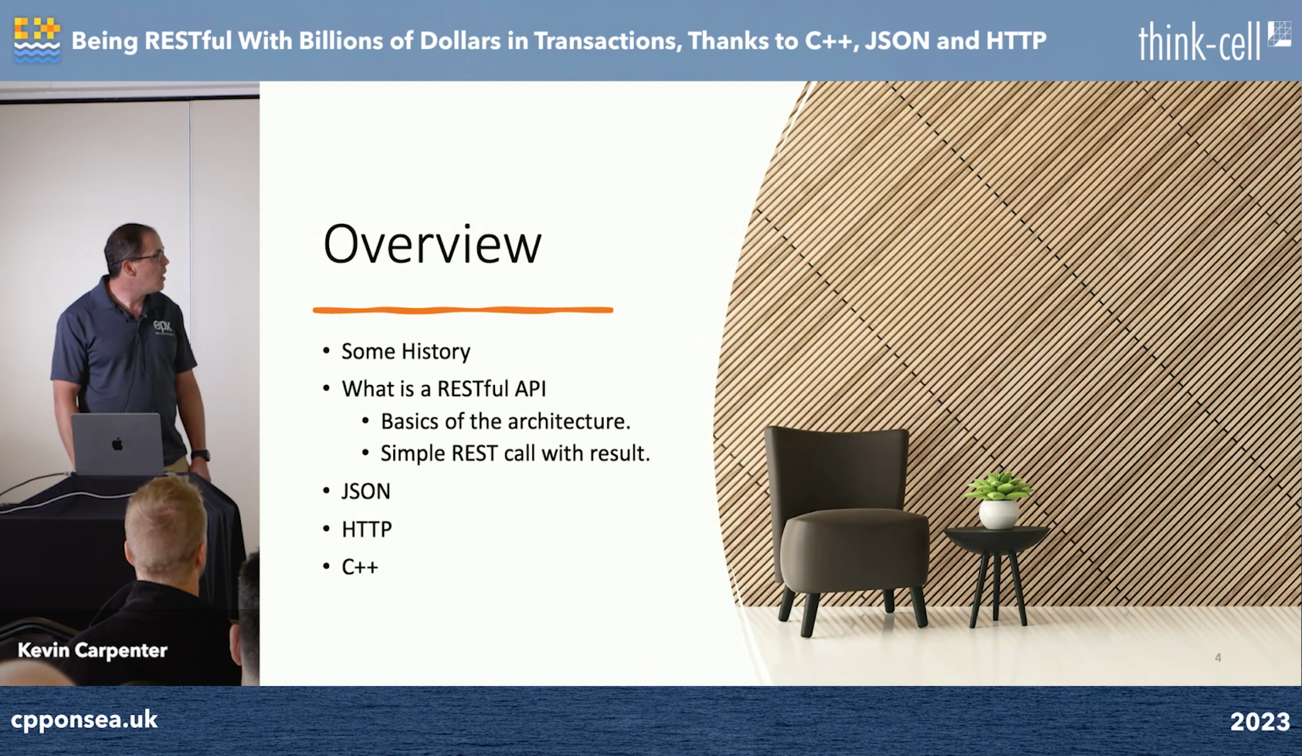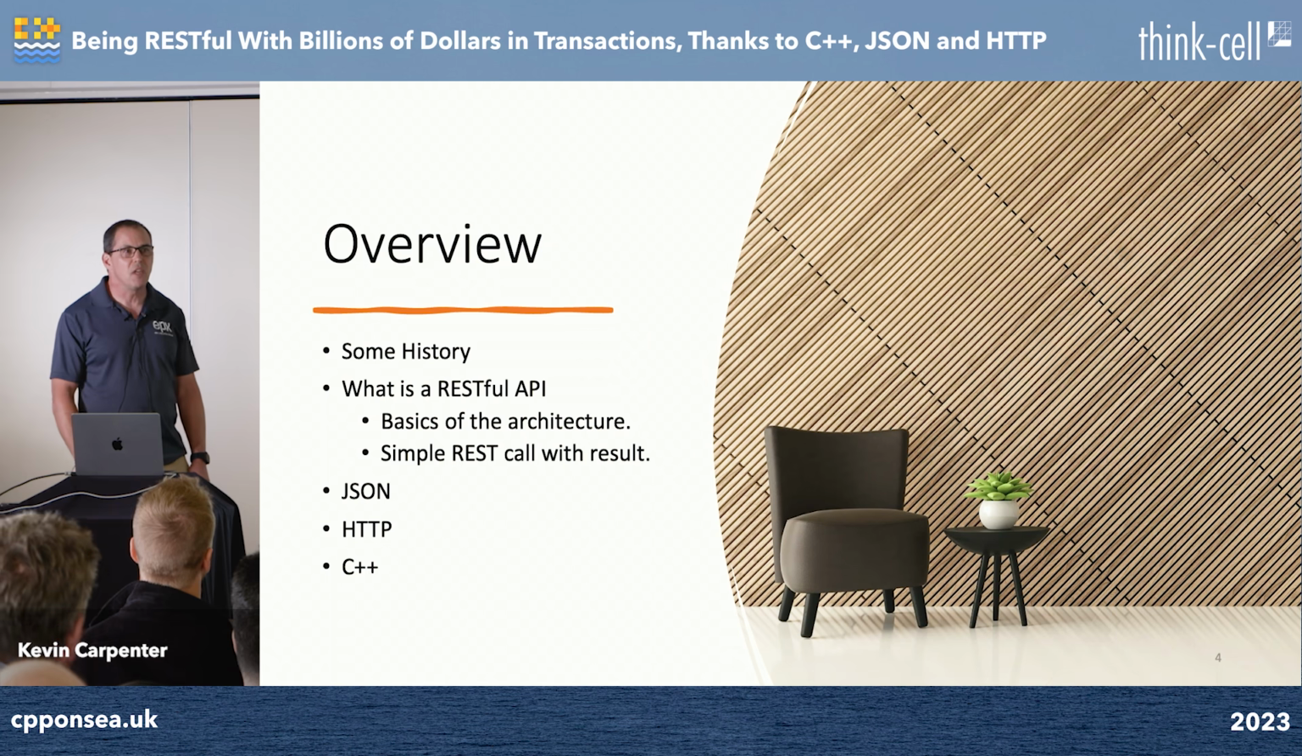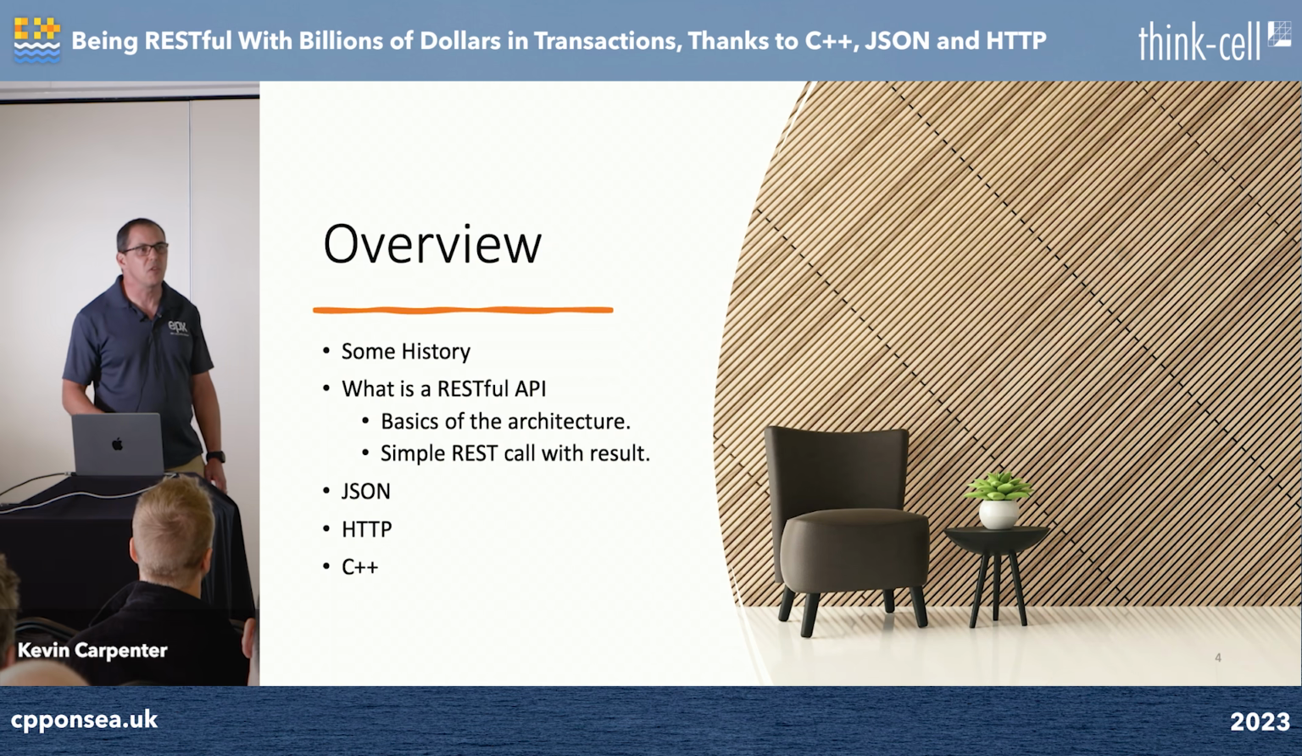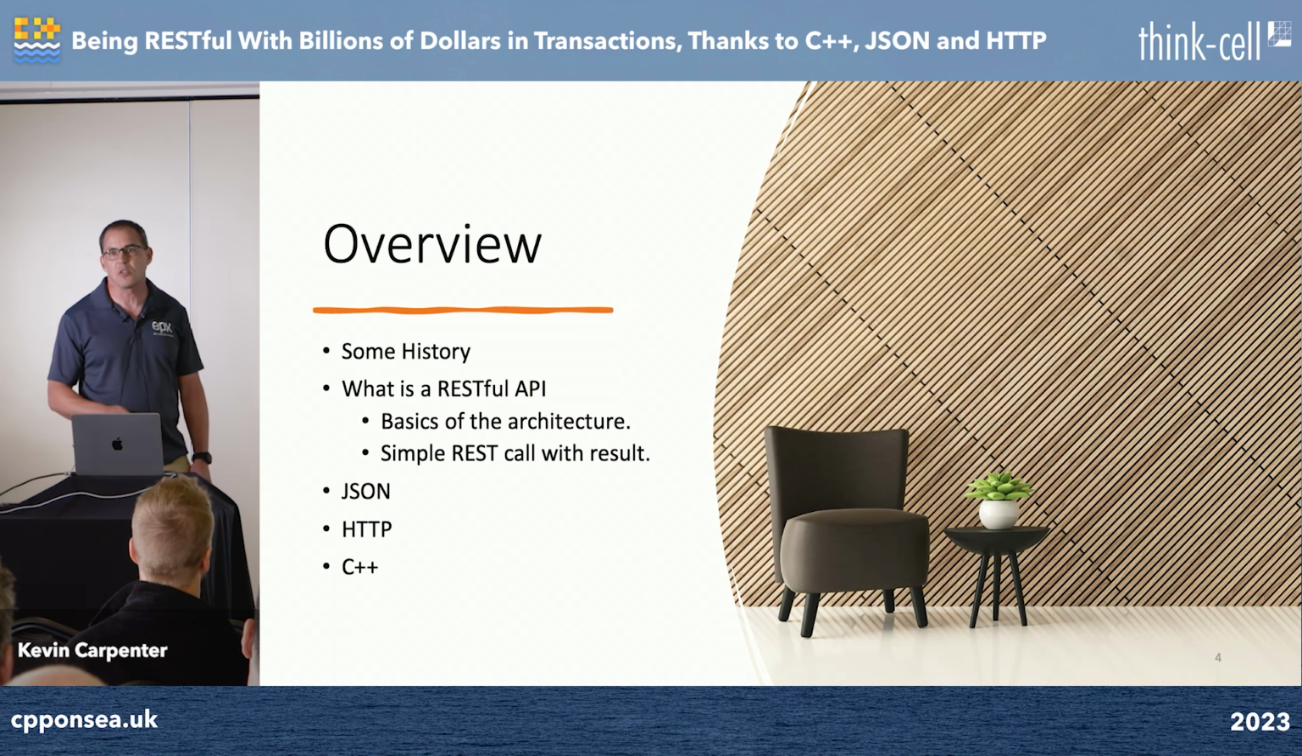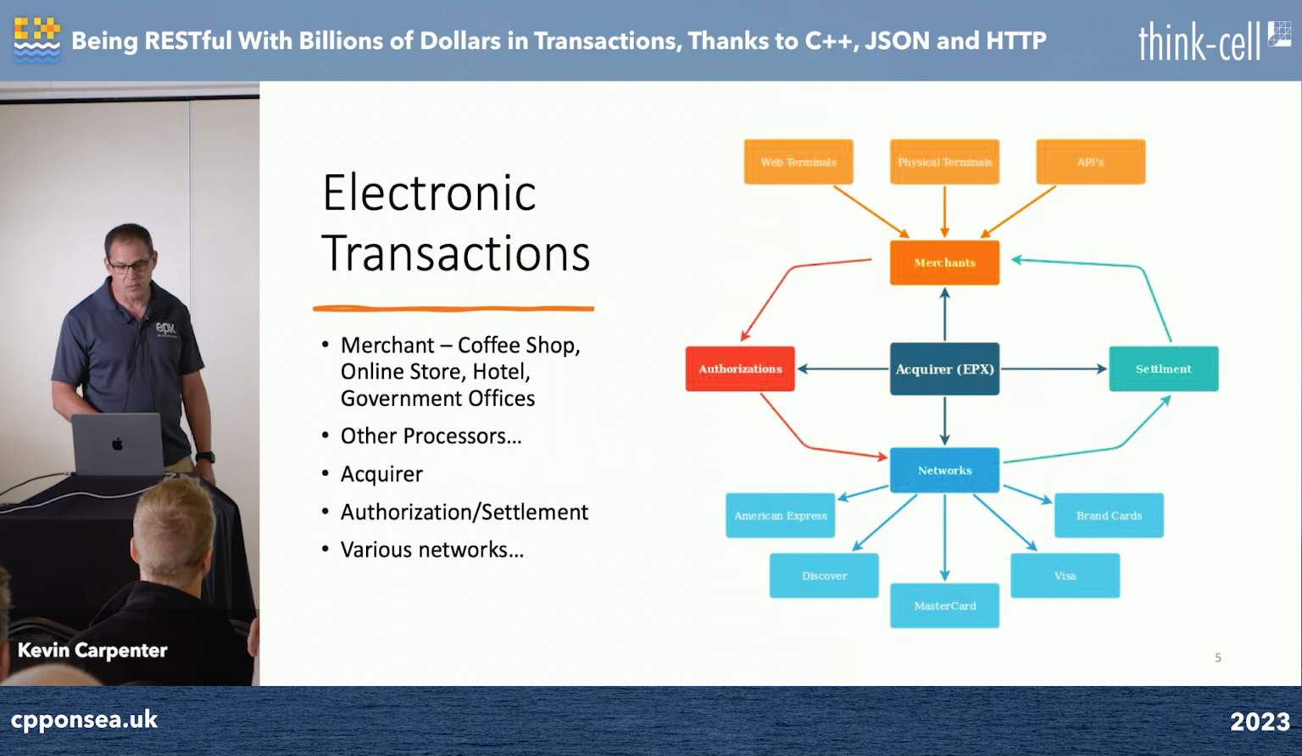So we're going to have a little background and do a little history. Then we're going to look at what a RESTful API is, the basics of the architecture. We'll look at some simple REST calls and how REST works that way. Then we'll look at the JSON library we use and the HTTP library we use, and we do have actual C++ code. Everything I'm going to talk about here has a project available. You can download it off GitHub. The source is already there, so you will be able to build and play with the code and check everything out.